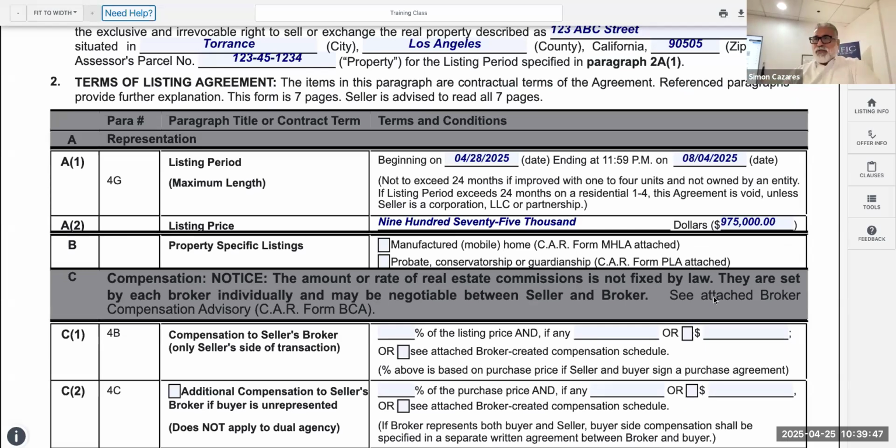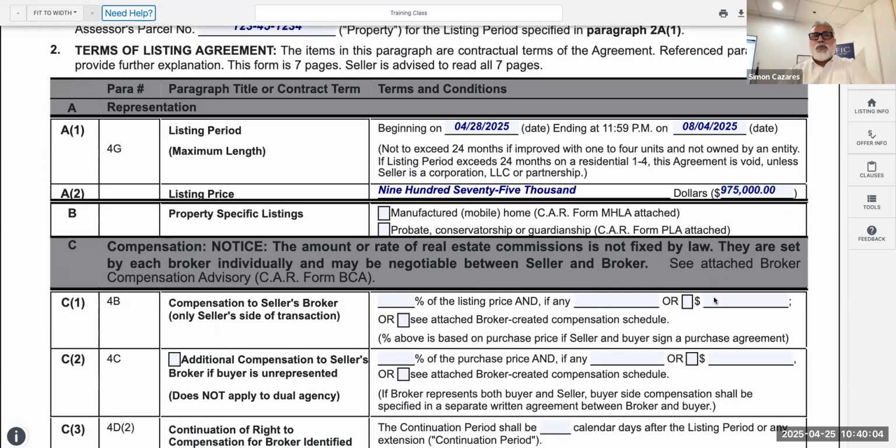Okay. So this is what we call the grid. Similar to the purchase agreement, we have what's called the grid. Those are the titles and contracts and terms and conditions of what we're saying we're going to be doing and what the seller is going to give us the authorization to do. Make sense? Okay, it starts off with 2.1a, right? Listing period. And it also has an emphasis, maximum length. Okay, so they put that as a stipulation to this agreement.